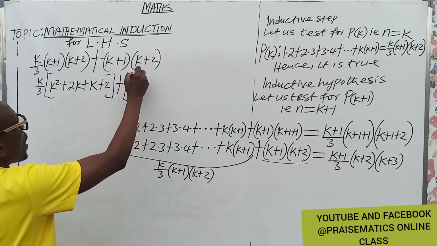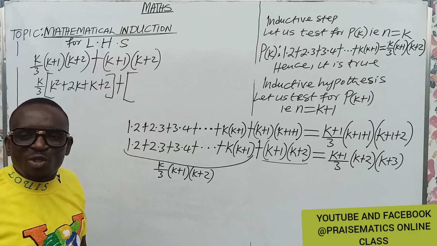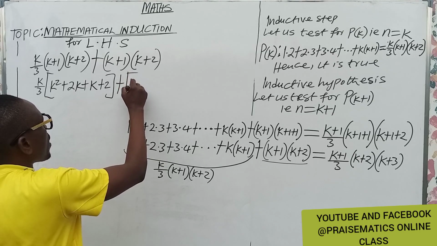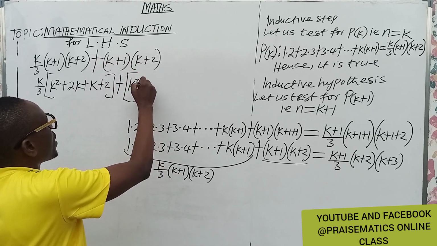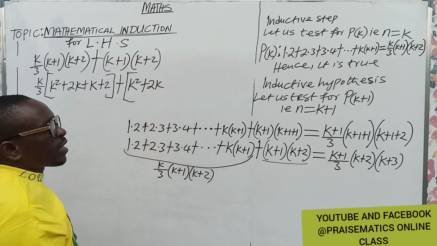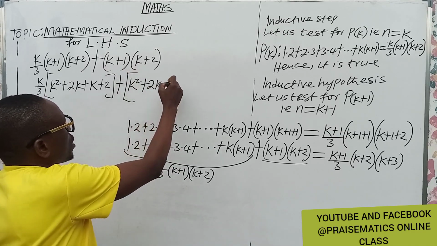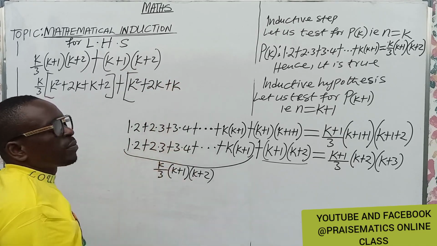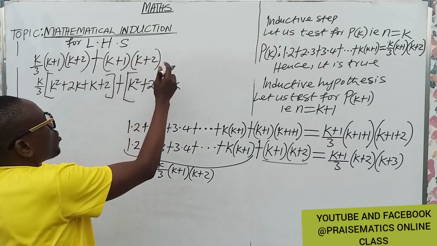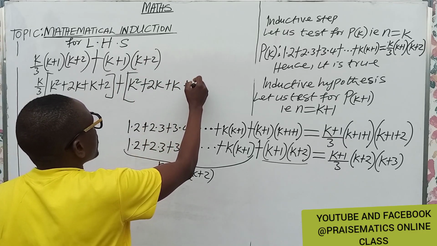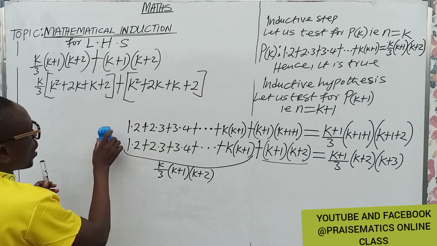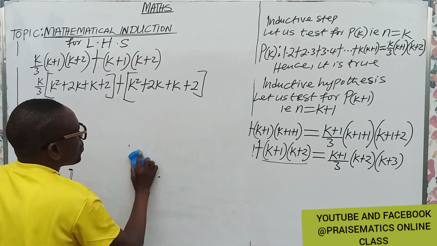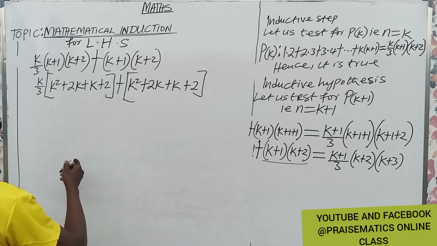Plus, in a big bracket, k times k, which is k square. k times 2, which is 2k. 1 times k, which is plus k. 1 times 2, which is 2. Close it. Now what are we going to do now? Let's collect like terms.